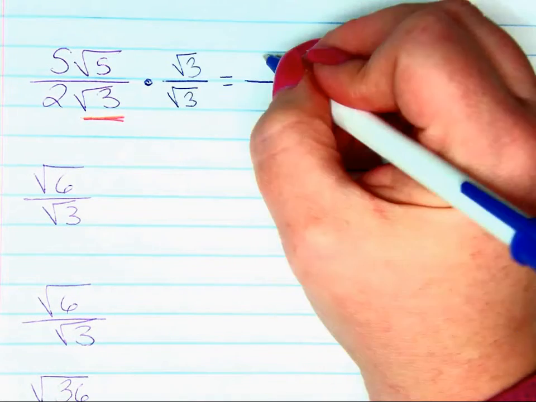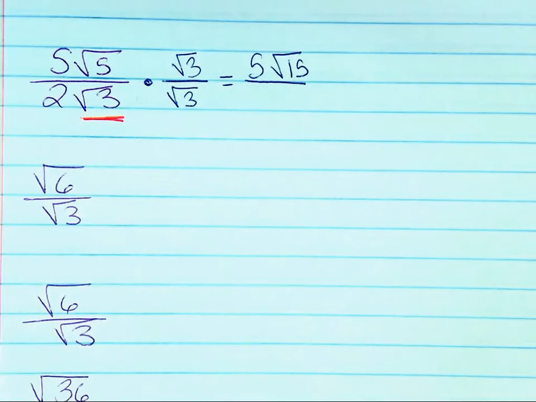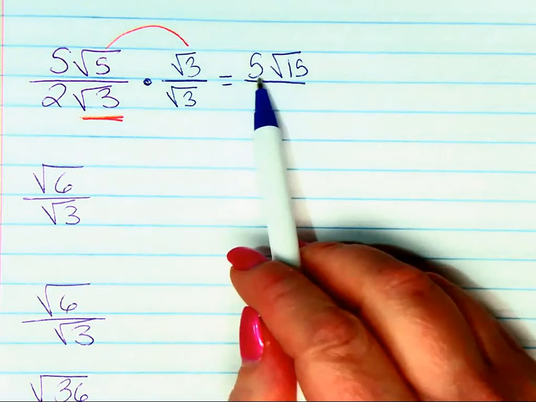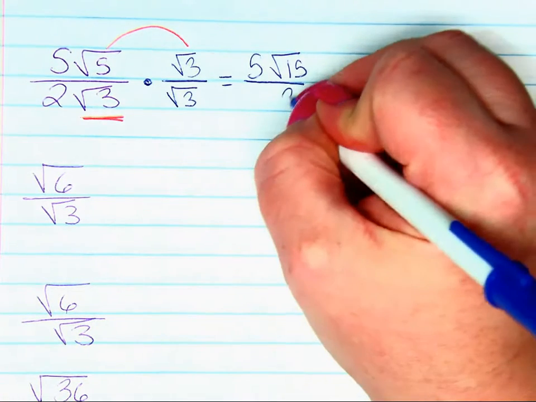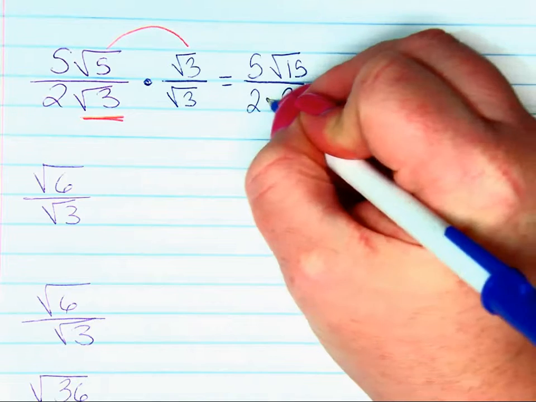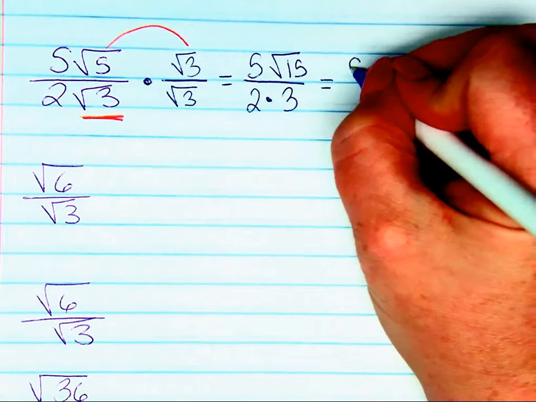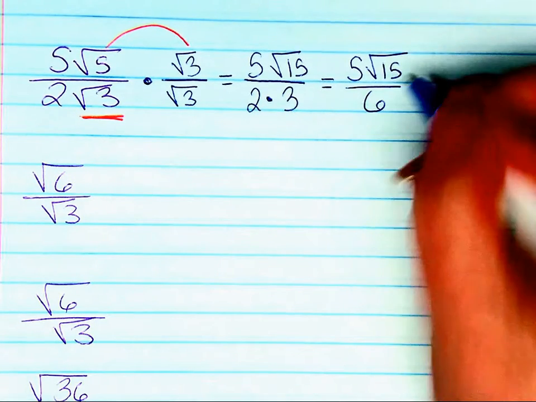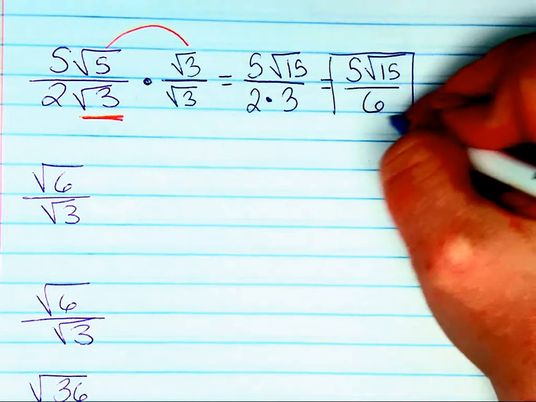This gives me 5 times the square root of 15, because I multiply the radicals, but the coefficient stays in the front. 3 times the square root of 3 is 3, and I just bring that 2 over, and then I multiply. So I am left with 5 times the square root of 15 over 6. Again, it doesn't look very neat and tidy, but it is the correct answer.